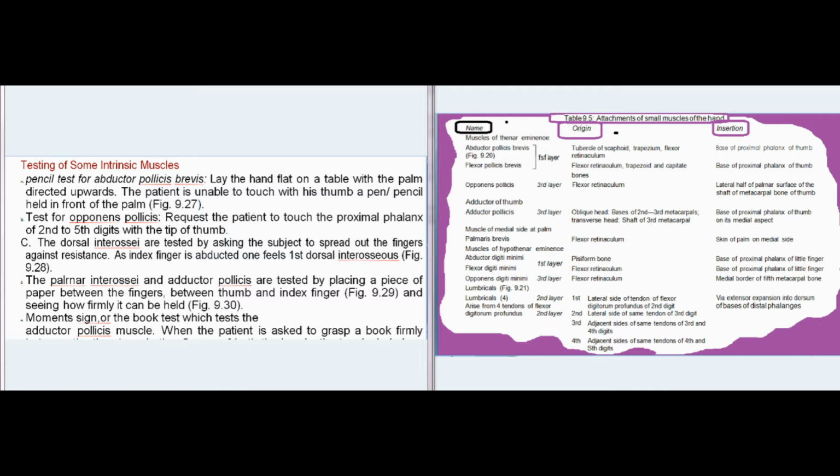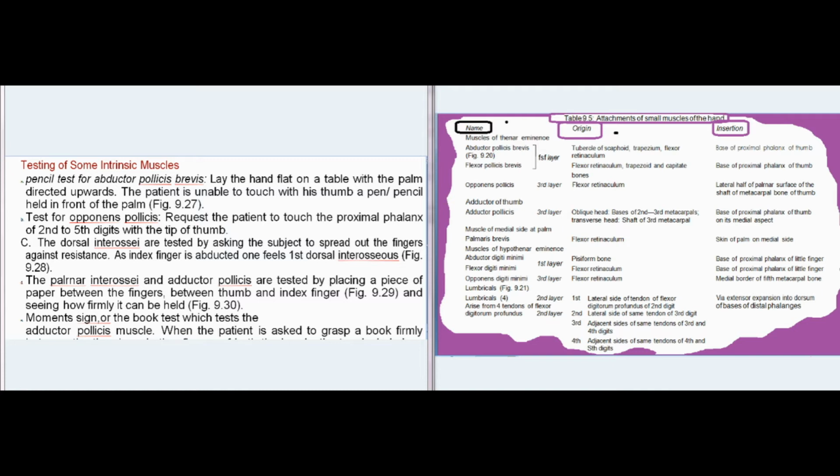The palmar interossei and adductor pollicis are tested by placing a piece of paper between the fingers, between thumb and index finger, Fig 9.29, and seeing how firmly it can be held, Fig 9.30.